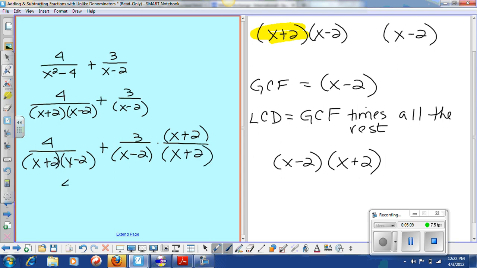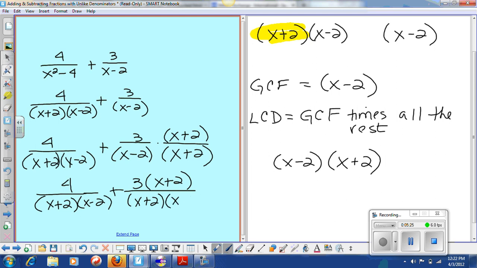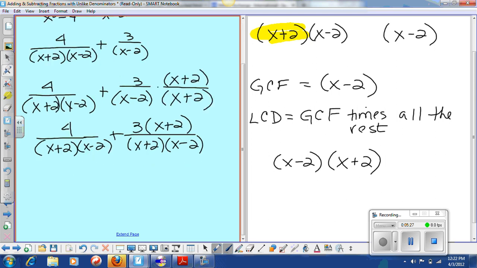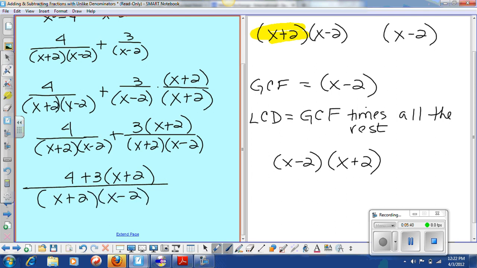So you're going to multiply that by your numerator and your denominator. So let's rewrite it. We've got 4 over x plus 2 times x minus 2 plus, this becomes 3 times x plus 2 over the same denominator, x plus 2 times x minus 2. Simplifying that, combine it together, it becomes 4 plus 3 times x plus 2 over the sum of x plus 2 times x minus 2. And don't simplify that denominator back to x squared minus 4. Leave it right like that.